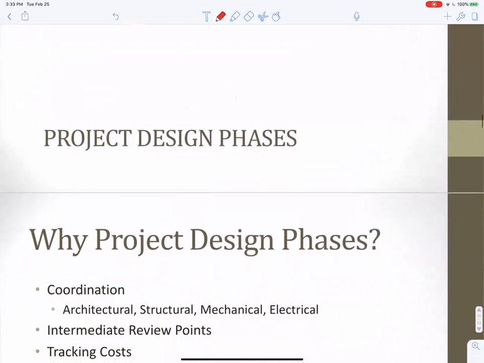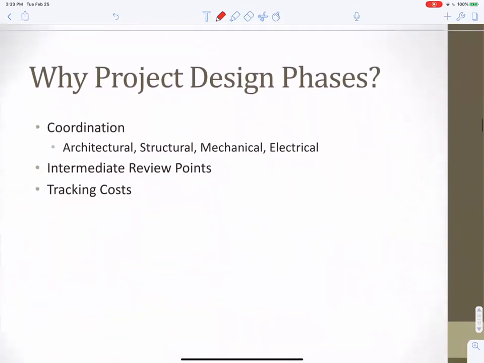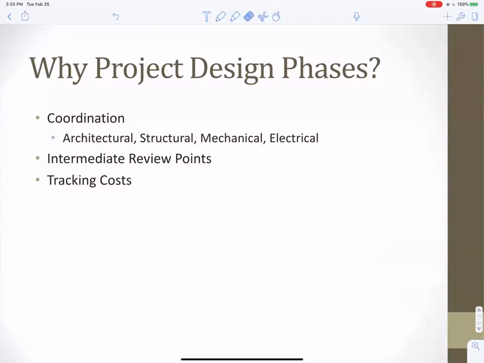So next, I want to talk about project design phases, and this is typically what we do in the US. So first of all, why would you need to have design phases? So this is phases in just the engineering design. You need phases so you can coordinate the different disciplines, the architectural, structural, mechanical, and electrical. And in our architectural engineering major, you learn about this because you do cover structural aspects of a building as well as mechanical and electrical aspects, and certainly the architectural aspects.